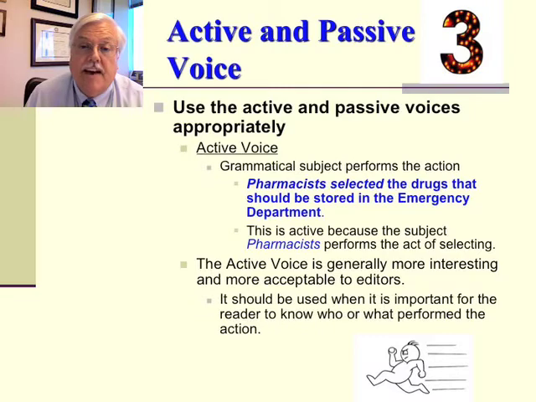Use the active and passive voices appropriately. The active voice: the grammatical subject performs the action. For instance, pharmacists selected the drugs that should be stored in the emergency department. This is active because the subject, pharmacists, performs the act of selecting. The active voice is generally more interesting and more acceptable to editors, so it should be used when it is important for the reader to know who or what performed the action.